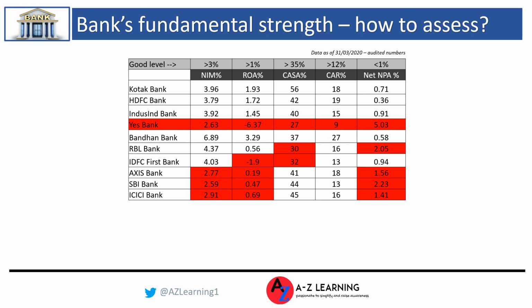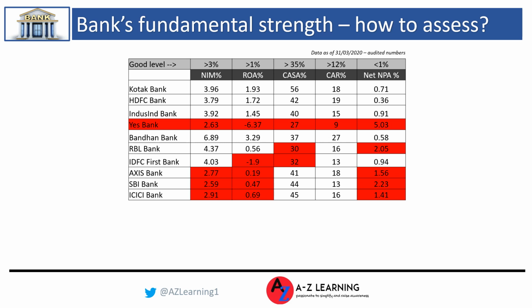As I said, let's now look at the banks' fundamental strength. And here, as the information has come on your screen in this table, we have looked at 10 famous banks in India. These banks are Kotak Bank, HDFC Bank, IndusInd Bank, Yes Bank, Bandhan Bank, RBL Bank, IDFC First Bank, Axis Bank, SBI, and ICICI Bank. So we have picked up the main banks for comparison, and we have applied on the top, as you can see, these five metrics.